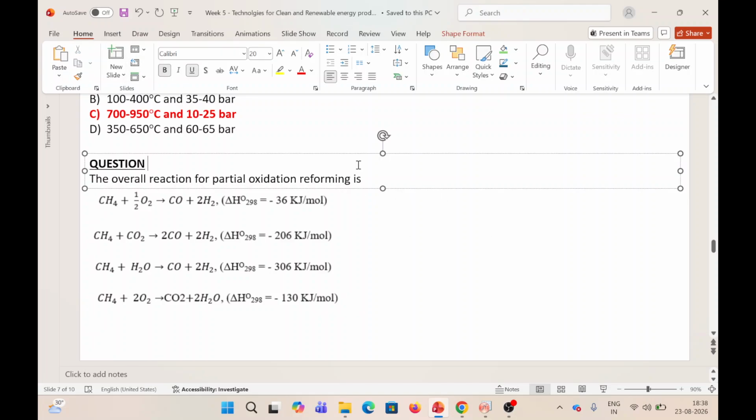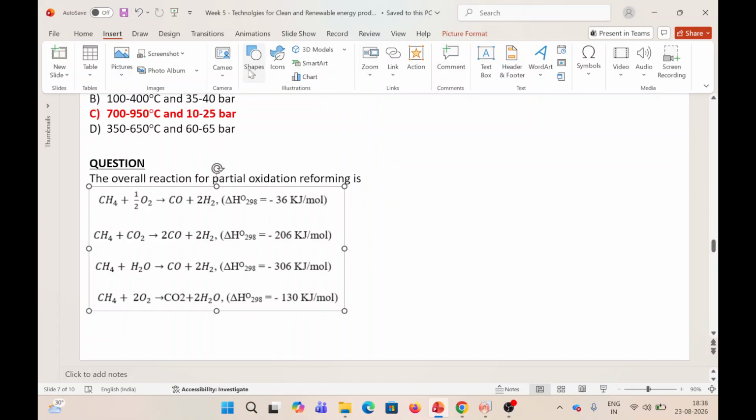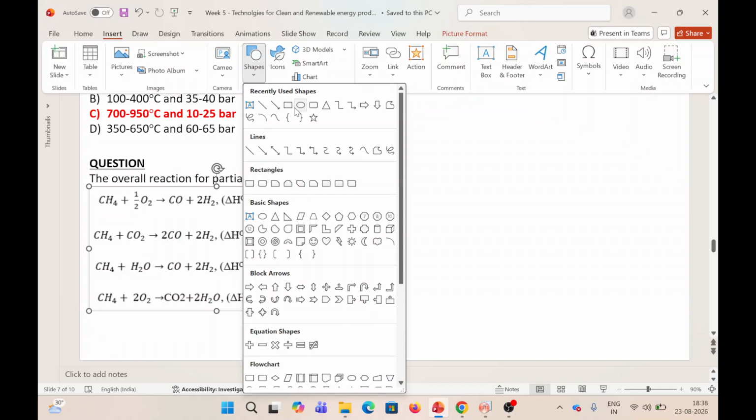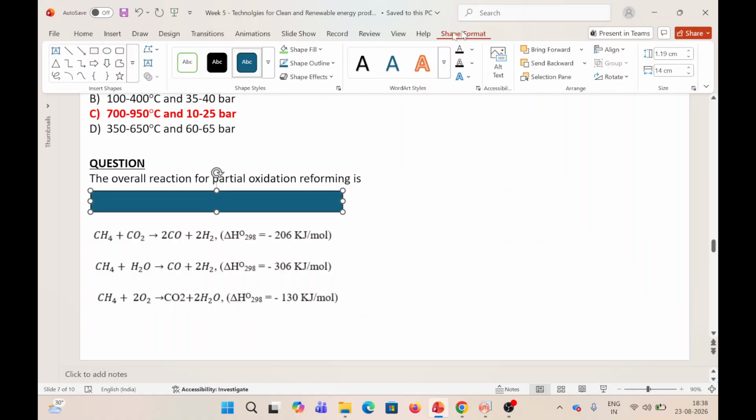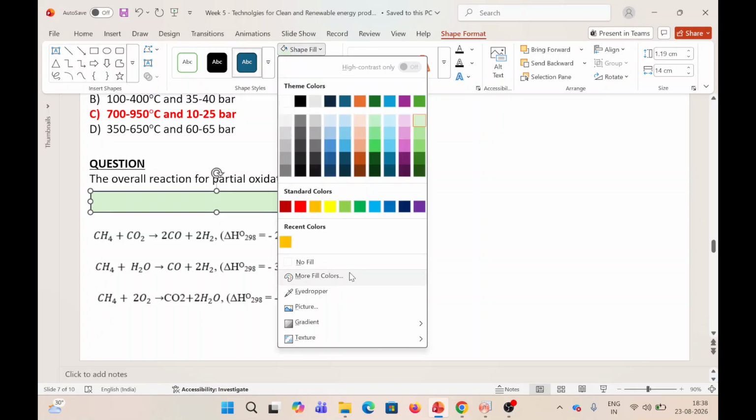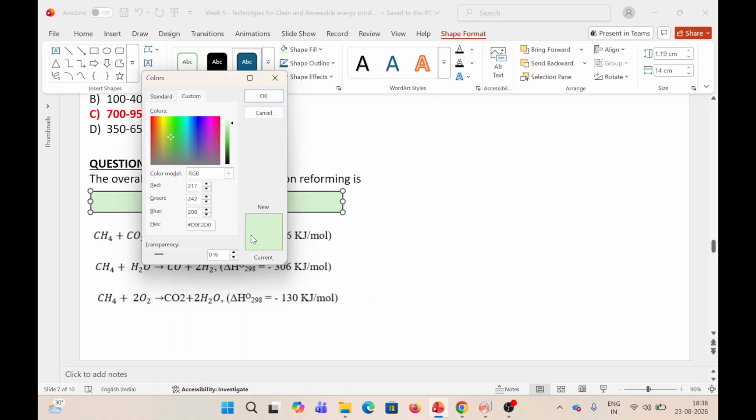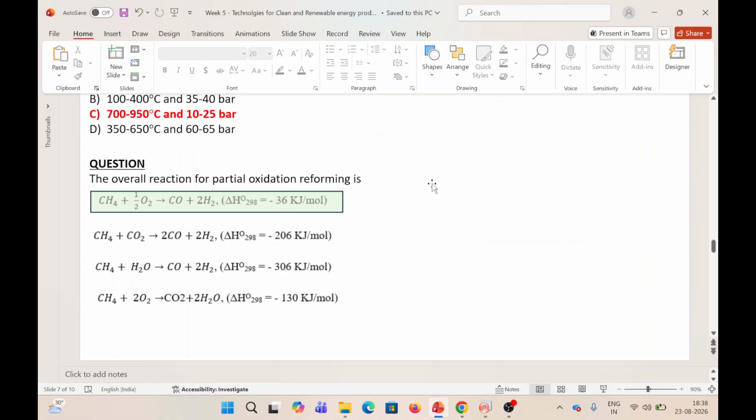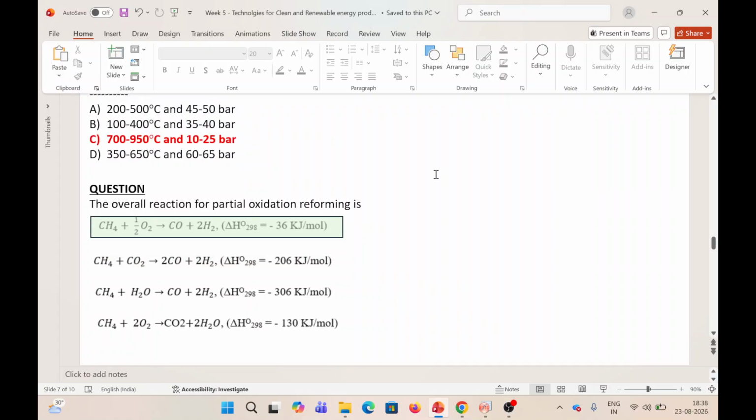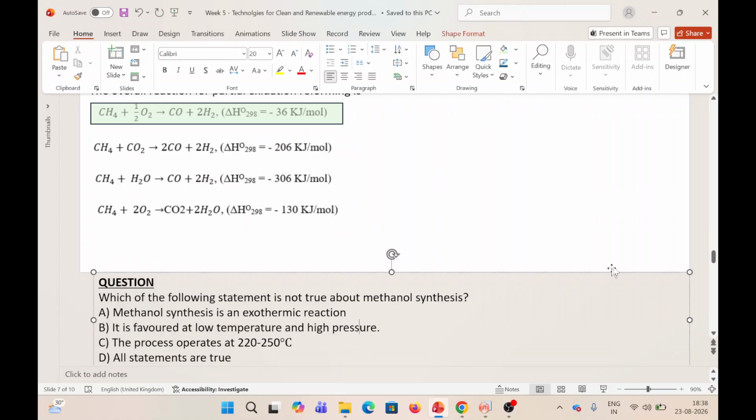So it's going to be option A. The overall reaction is going to involve half of O2, that's going to release CO plus 2H2, sorry. So any questions?